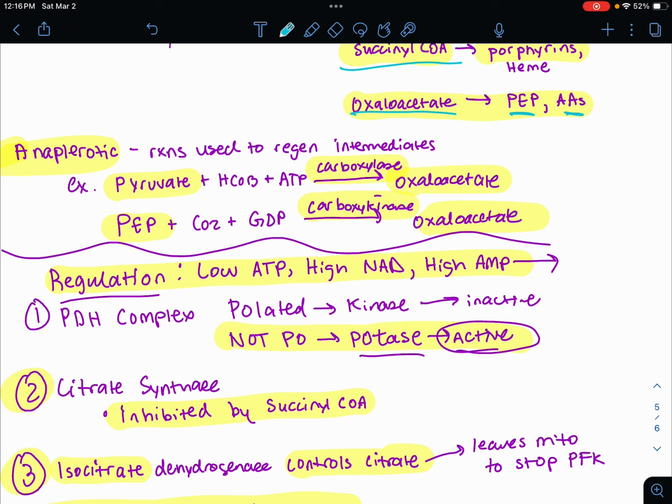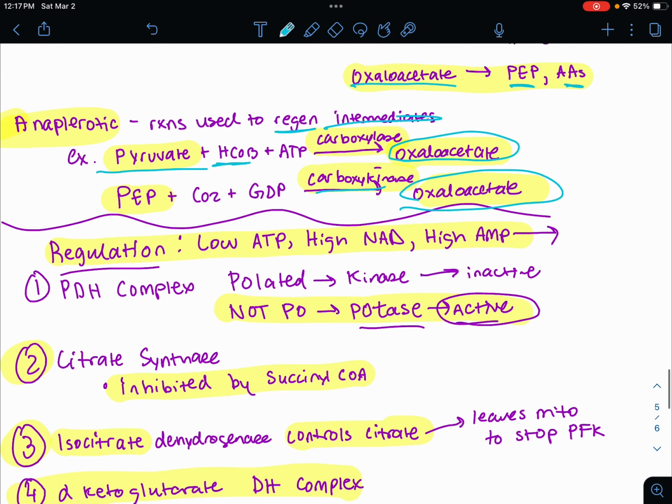The reactions that replenish the citric acid cycle intermediates, I should say, give it this term, anaplerotic. Anaplerotic means that the reactions are used to regenerate the intermediates. For example, pyruvate plus bicarbonate plus ATP with pyruvate carboxylase will make oxaloacetate. Also, phosphoenolpyruvate plus CO2 plus GDP with PEP carboxykinase will make oxaloacetate. Those are like from gluconeogenesis.